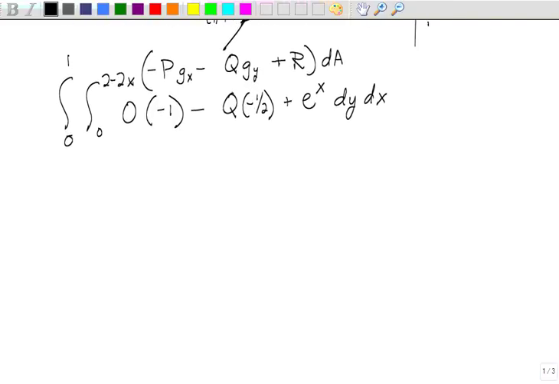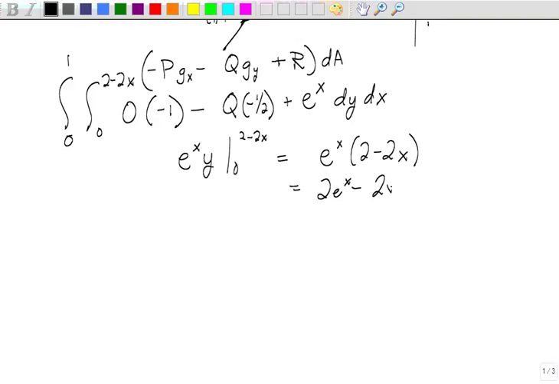So integrating that with respect to y of e to the x, from 0 to 2 minus 2x, is e to the x times 2 minus 2x. And then I integrate that with respect to x. Well, we can do parts. That's the integral of that.